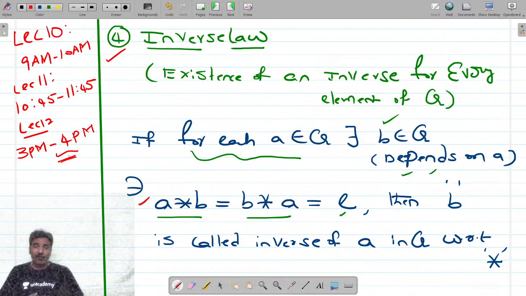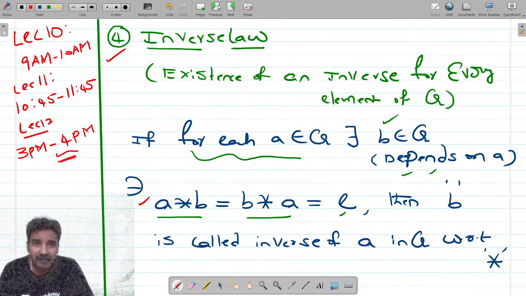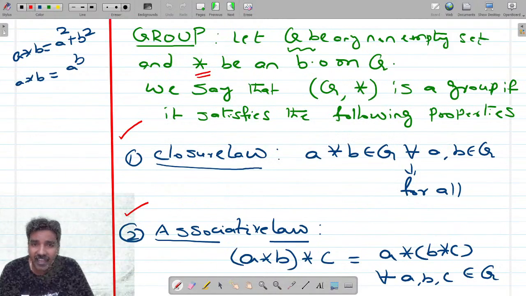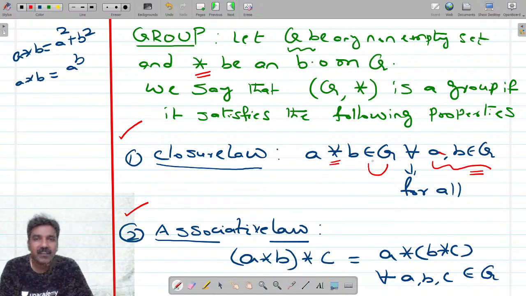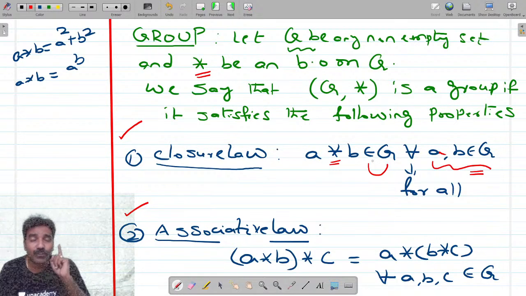What do you mean by closure property? Closure law, closure property, binary operation, algebraic system, everything is same. So you take any 2 elements of that set. You take any 2 elements of this. Here I wrote for all a comma b belong to G. If it fails in at least one example, closure property fails.